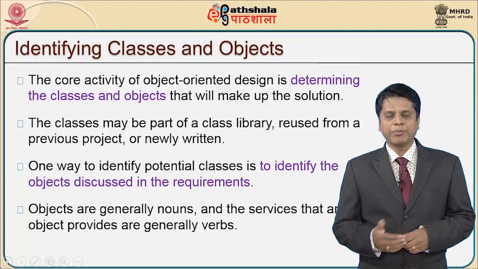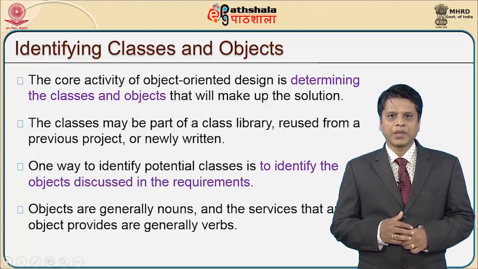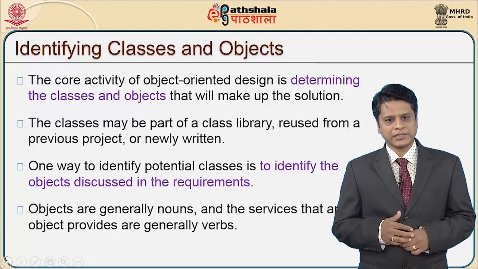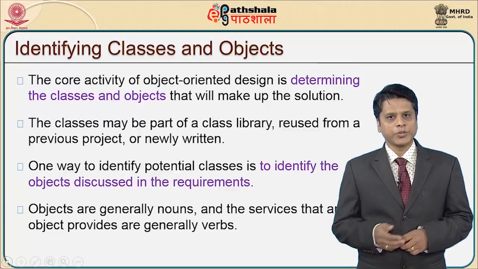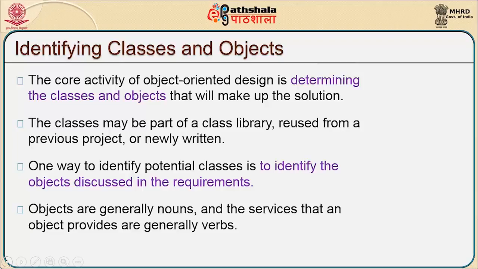Whenever we are about to implement the problem that is given, once it is understood as what, we convert it into how, in terms of classes and objects. Classes can be part of a class library, reused from a previous project, or rewritten. One way to identify potential classes is to identify objects discussed in the requirements. Objects are basically nouns, and the services that an object provides are generally verbs. So methods can be verbs, and an object is generally a noun.